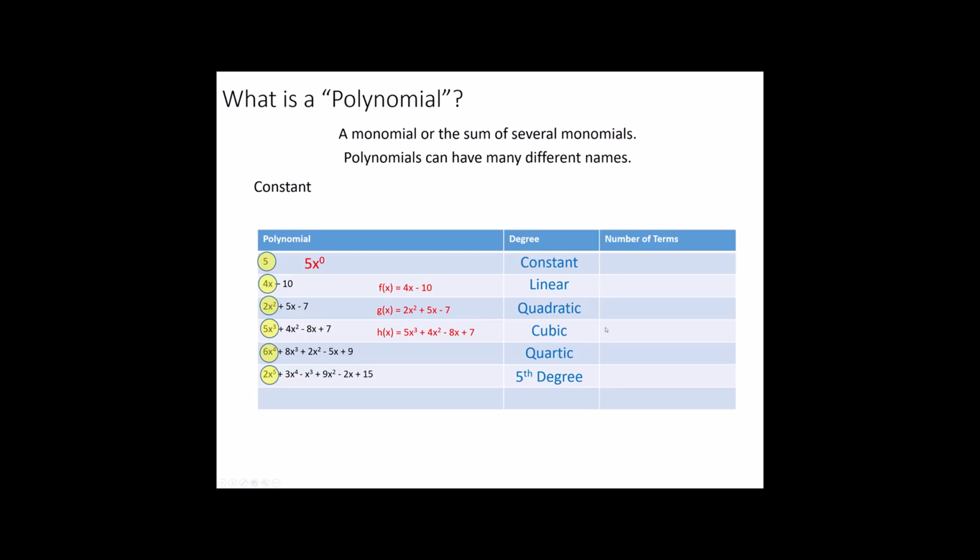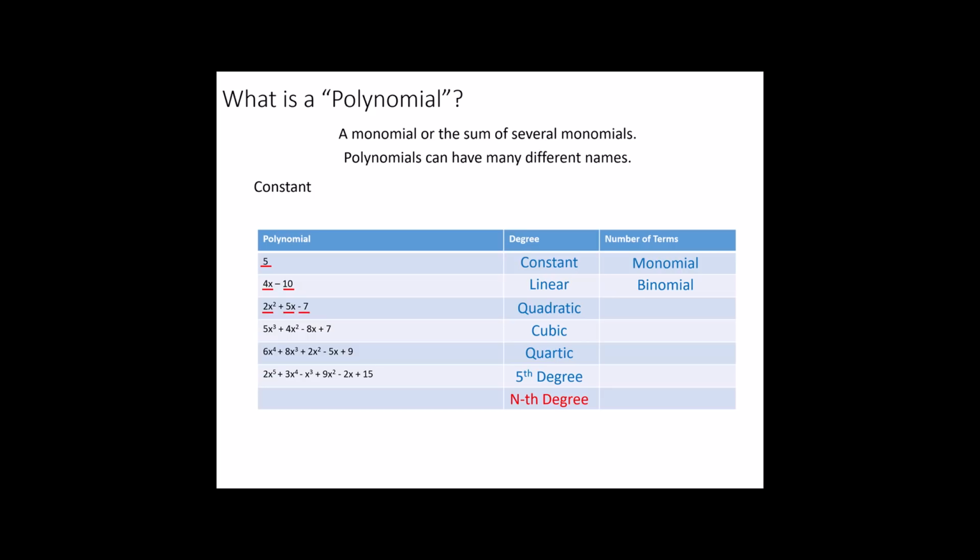The next thing we can do is name them based on the number of terms. Notice that this is a single monomial. As a result, we just call this a monomial. Look at this 4x minus 10. We said before that 4x minus 10 is actually 2 monomials strung together. It's a 4x and it's a -10. Since there are 2 of them, we refer to it as a binomial, just like a bicycle has 2 wheels.